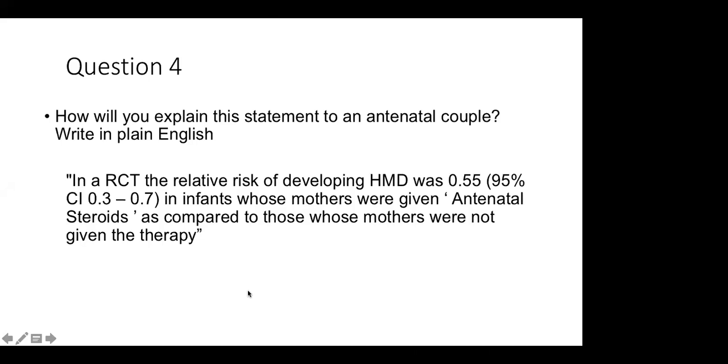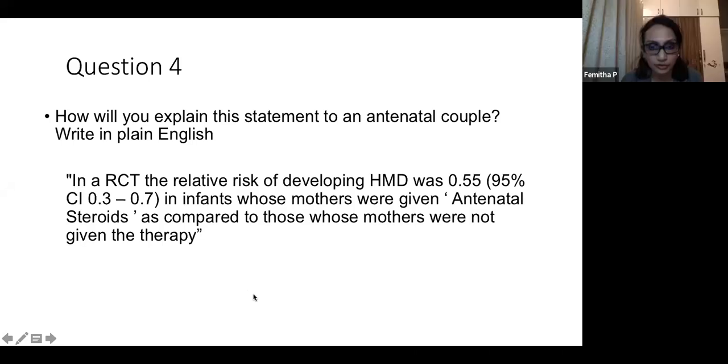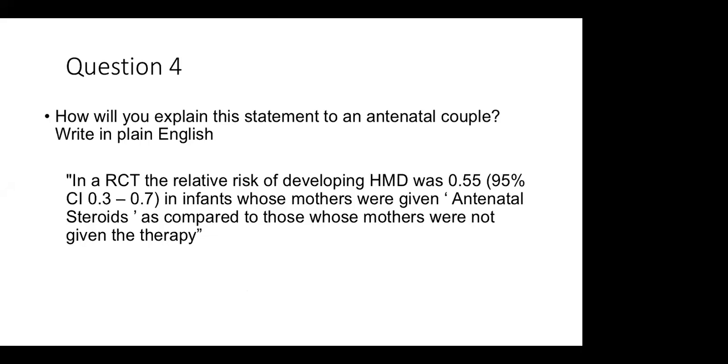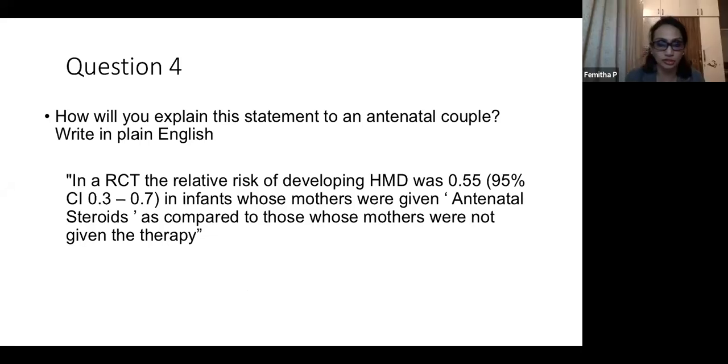They're seen. Okay. Yeah, so I got the answer from Dr. Anusha. There is one reply in the chat box. Yes, sir. Antenatal steroids reduce the risk of RDS by 45%. Very good. That will be the easiest way to put it. Do you want to comment on the 95% confidence interval also?